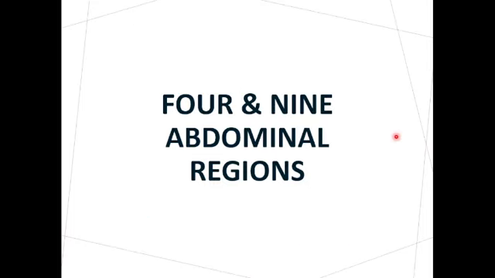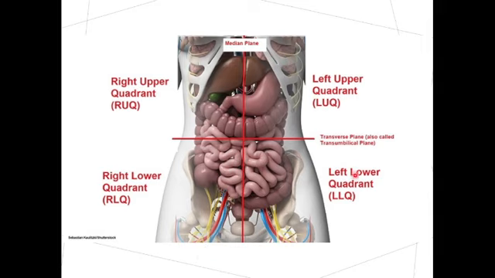And finally, last, we've been here for 32 minutes. Last part, we have the 4 and 9 abdominal regions. So this is the 4 abdominal regions. The intersection here is actually your navel. That's the landmark that you will use to visualize these quadrants.